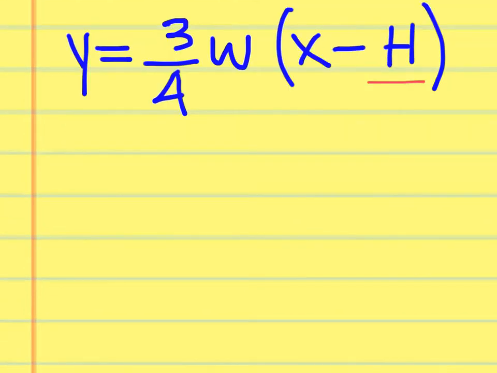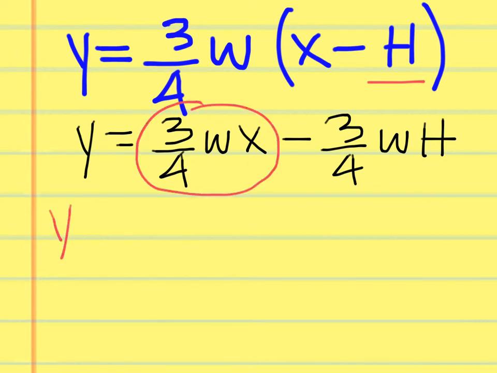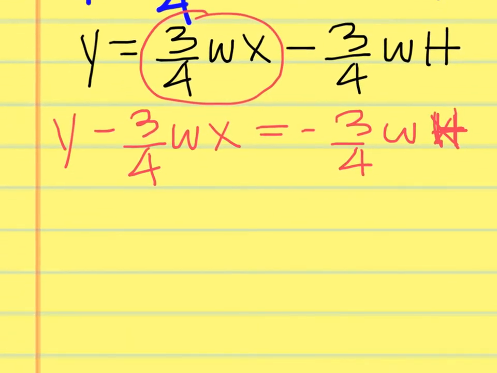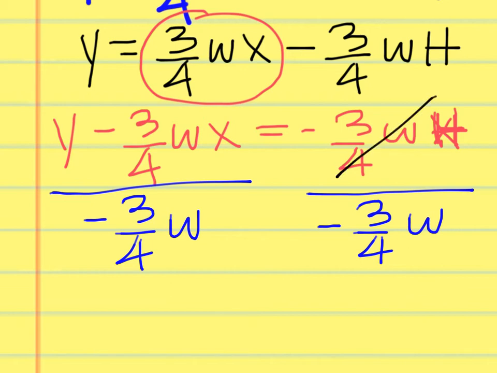To solve for h, we need to get it out of the parentheses. So we will do y equals 3/4 wx minus 3/4 wh. We need the h by itself, so let's move this term to the left. Y minus 3/4 wx equals a negative 3/4 wh. Whoops, not x, it's h. There we go. We need to get h by itself, so we can divide both sides by a negative 3/4 w. When we do that, it cancels on this side, leaving us with h.